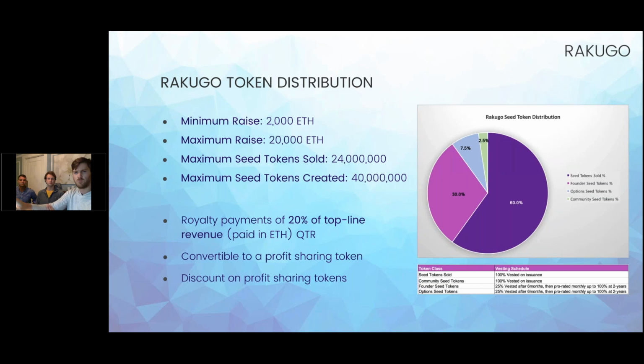On the right-hand side of your screen, you'll see there are token classes. Seed tokens sold are vested at 100% on issuance. Community tokens are too. Founder and options tokens, which are for people involved in the business, are going to vest over 2 years. So very clear, traditional, more like a VC or startup vesting structure, and that is to protect investors and to make sure that we're in it for the long haul, and we are. So that's that reasoning.